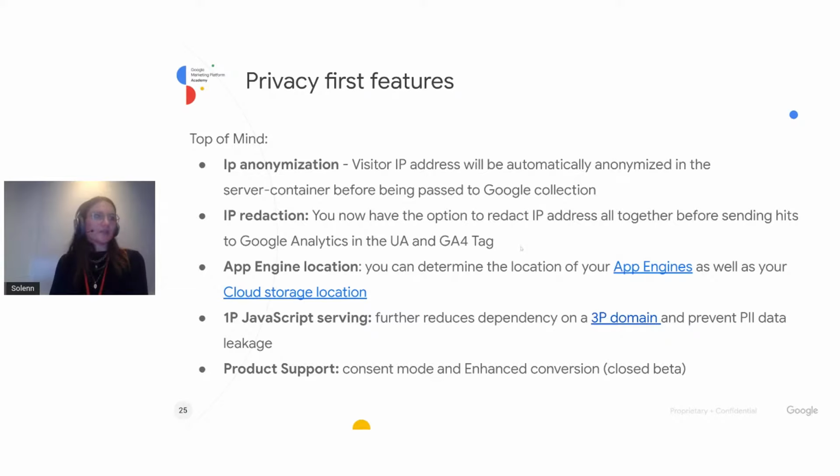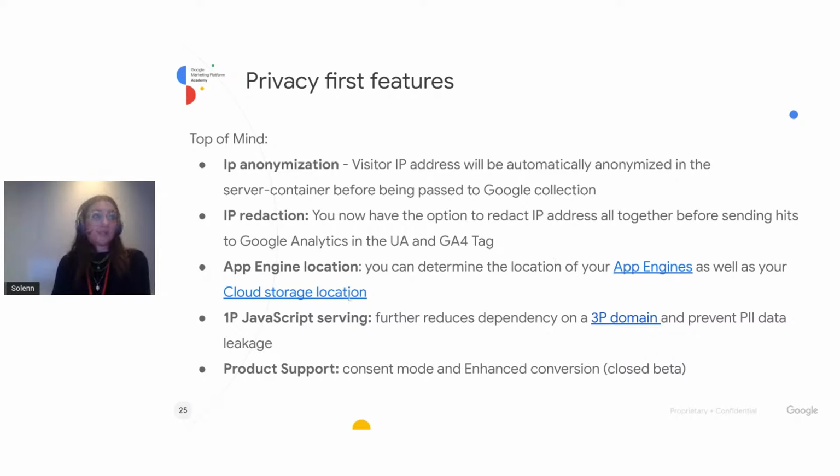Then app engine location. It's not in terms of processing of GA, but the app engine location and cloud storage location can be chosen now. It could already be chosen before, but it can be done. So if you don't want your data to leave Europe, then everything can be done in Europe within GCP.